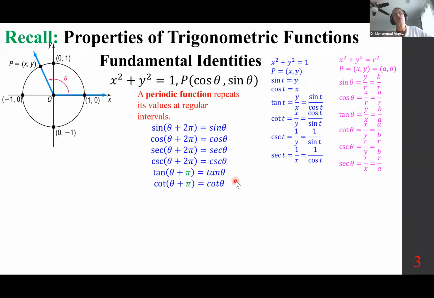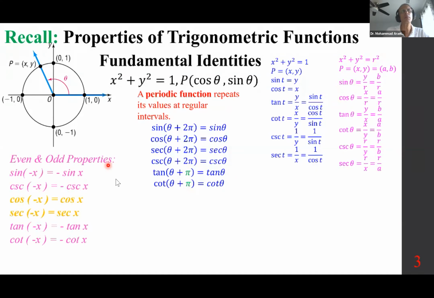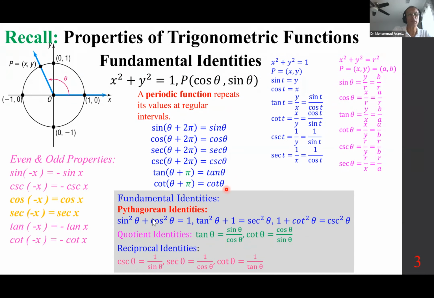Periodic functions, the period for every trigonometric function is 2 pi, with the exception of tangent, and with tangent goes cotangent, which would be pi. Every trigonometric function is an odd function except cosine, and therefore secant is also an even function. Fundamental identities, Pythagorean identities, quotient identities, reciprocal identities.